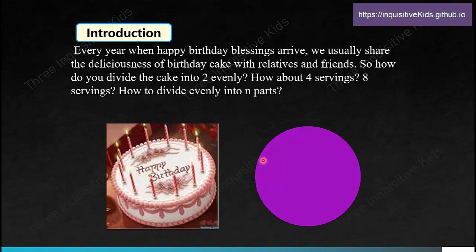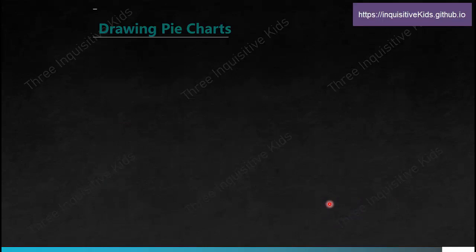So here's a circle. If we divide it like this throughout the middle, like the diameter, we'll divide the cake into 2 separate but equal parts. For 4 servings, we could just do another perpendicular diameter. Then there's 4 equal servings. And for 8 servings, add 4 more strokes. And then for n parts, you just do it and so on.